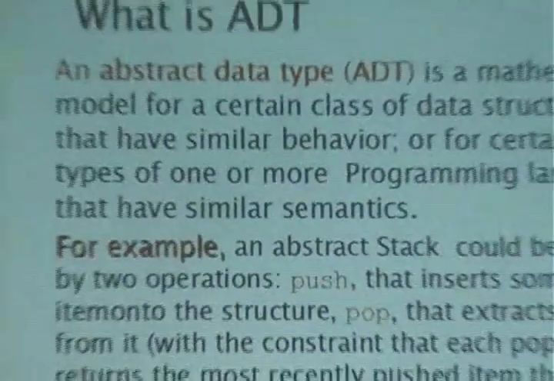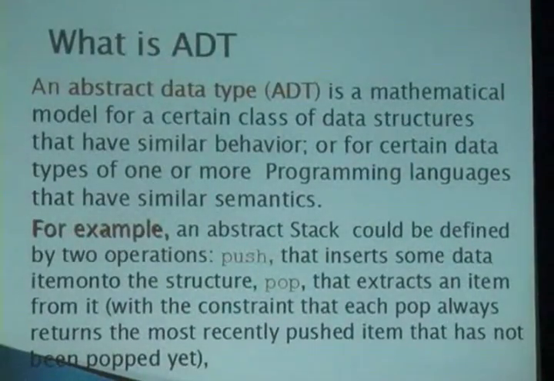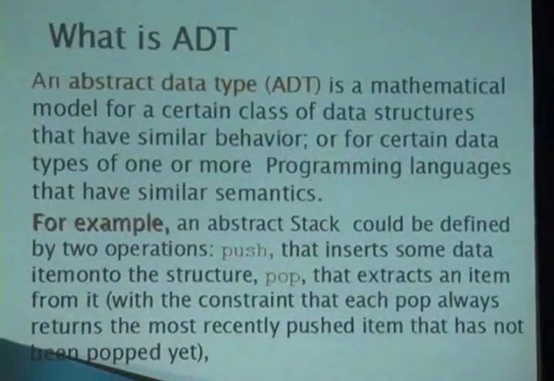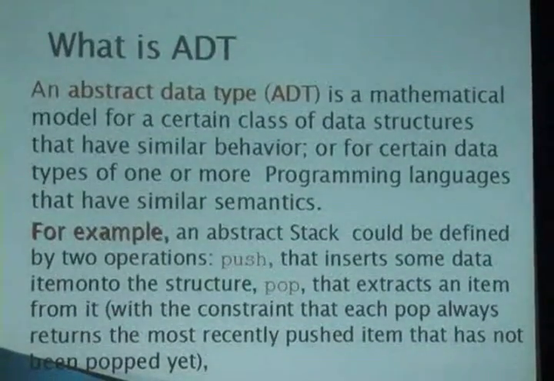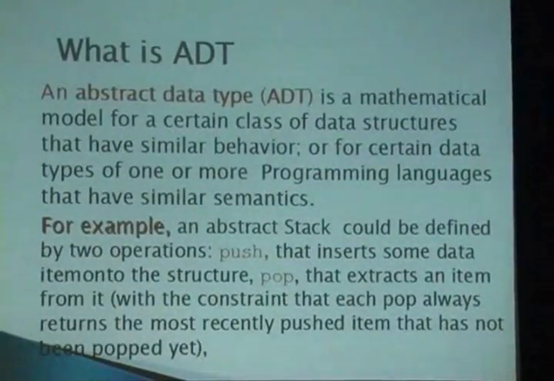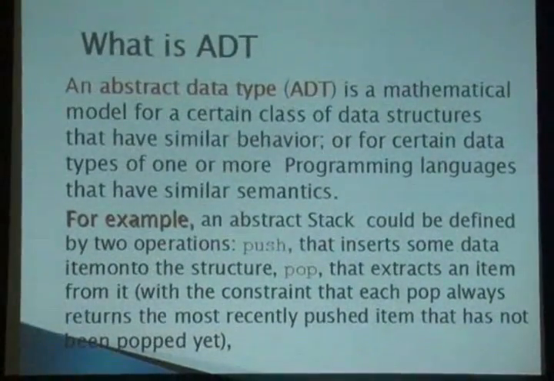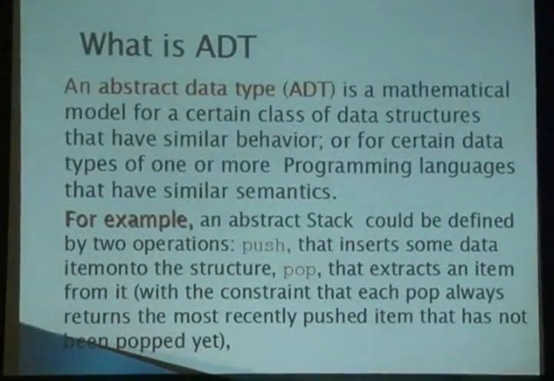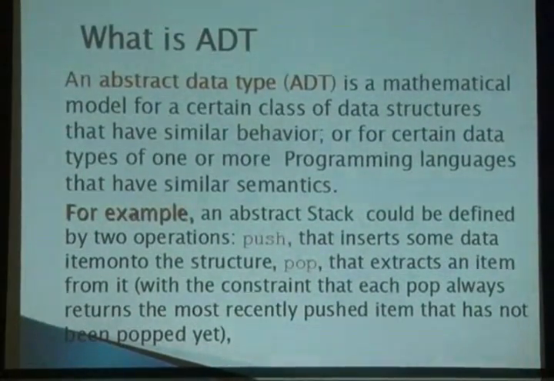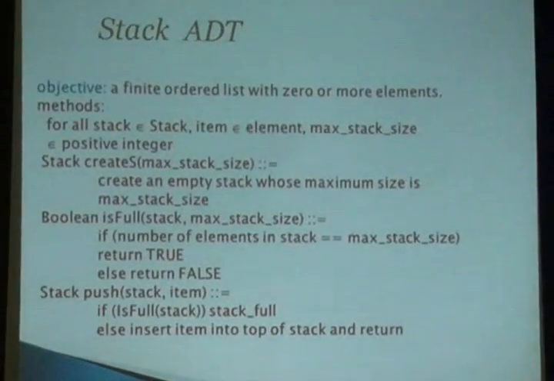Coming to abstract data type. An abstract data type is a mathematical model for a certain class of data structures which have similar behavior, and in one or more programming languages they will have similar syntax. For example, stack is an abstract data type. Which operations make it an abstract data type? A stack consists of the push operation and the pop operation. These are inserting data into the stack structure and extracting, removing an element from the structure. So these are the ADT operations of a stack.